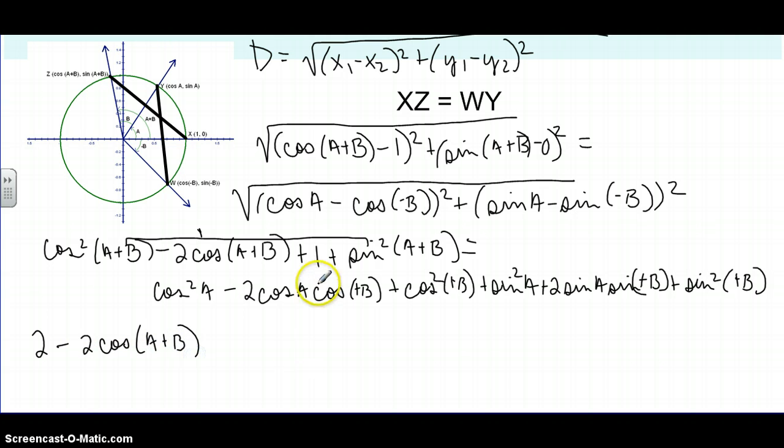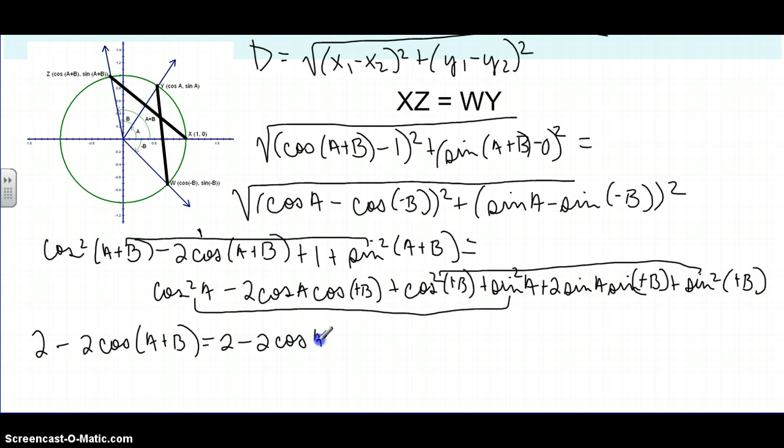On the right-hand side, I also have some Pythagorean identities. I have cosine squared of a plus sine squared of a, that's 1. And I also have cosine squared of b plus sine squared of b, and that's another 1. So from those, I'm going to get 2. I'm going to have minus 2 cosine of a, cosine of b, plus 2 sine of a, sine of b.